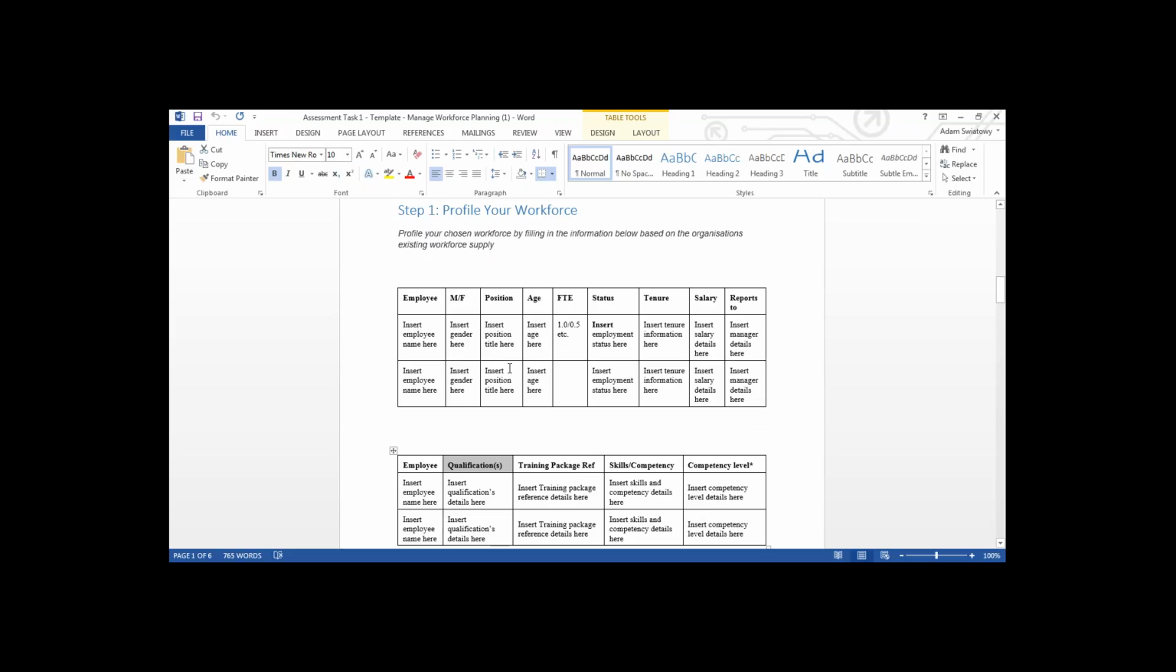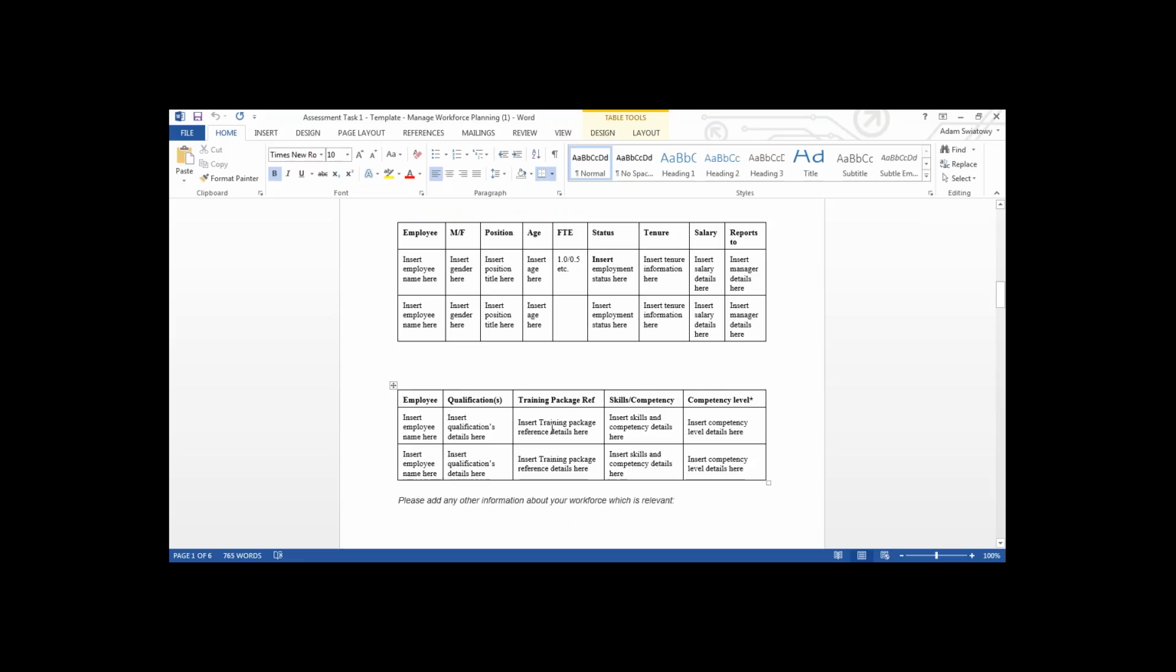The capability meaning the skills and knowledge that exist. The capacity is the total amount of those skills and knowledge. So here we see what qualifications our employees have. So insert those details into that box there. The training package reference, so if it's a qualification, where does that qualification come from? If you're wanting more information, go to training.gov to find that out.